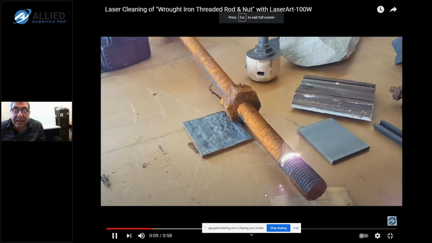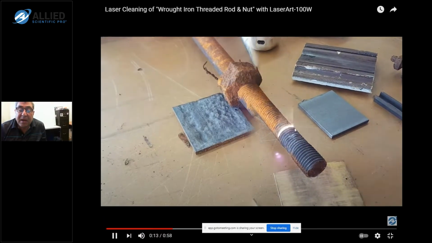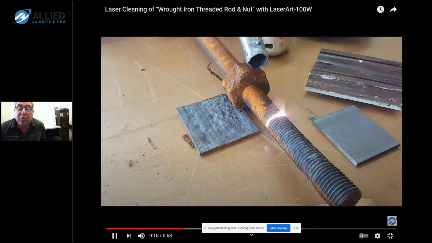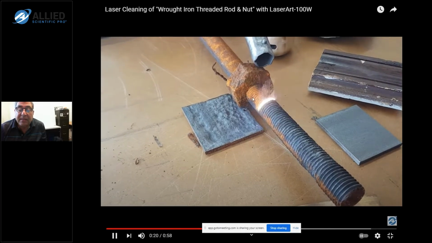So here you see the plasma that is generated. This is the plasma, and this is the vacuum pump that removes all the debris. The rust is being cleaned.